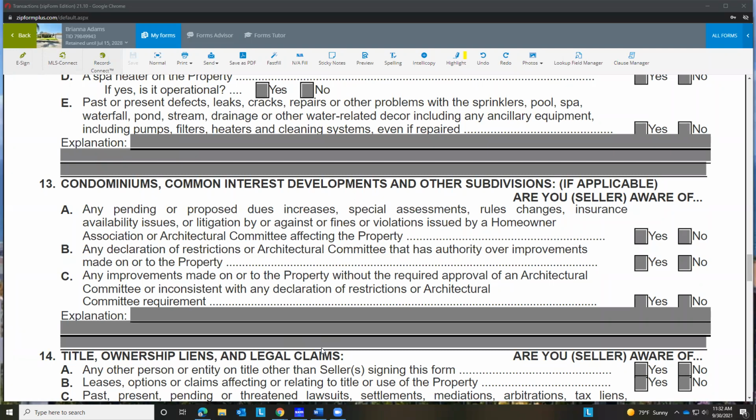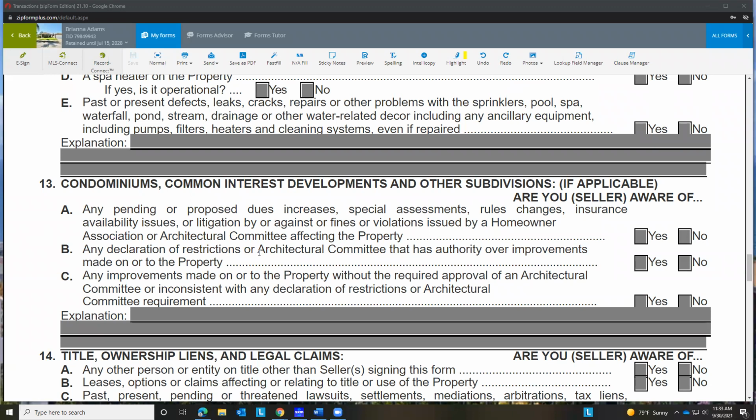So number 13, even if you're in a condo, not all of these questions are going to be a yes, but one of them will. Are you, the seller, aware of any pending or proposed dues increases, special assessments, rule changes, insurance availability issues, or litigation by or against, or fines or violations issued by a homeowner association or architectural committee affecting the property? In this case, they mean the property, including the whole condominium property. So if your seller knows there's going to be a special assessment coming up, they would check yes or no. Most people, this one is a lot of times no.